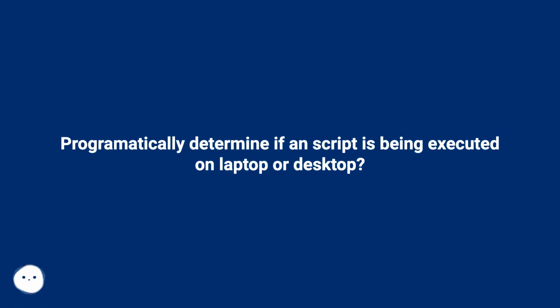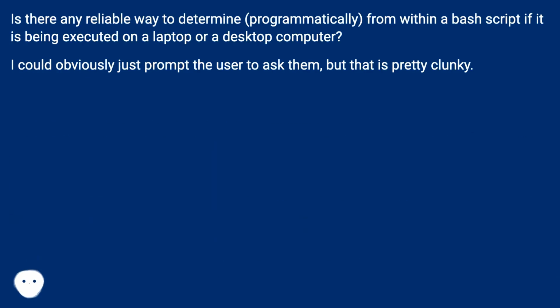Programmatically determine if a script is being executed on a laptop or desktop. Is there any reliable way to determine, programmatically, from within a bash script if it is being executed on a laptop or a desktop computer? I could obviously just prompt the user to ask them, but that is pretty clunky.